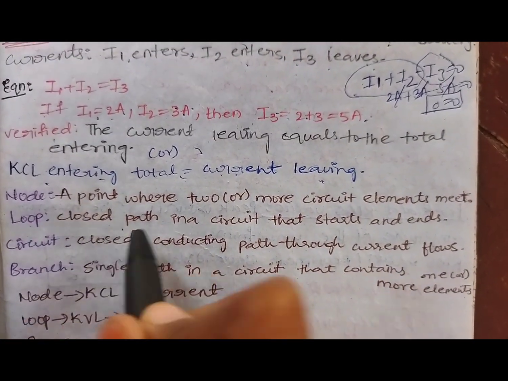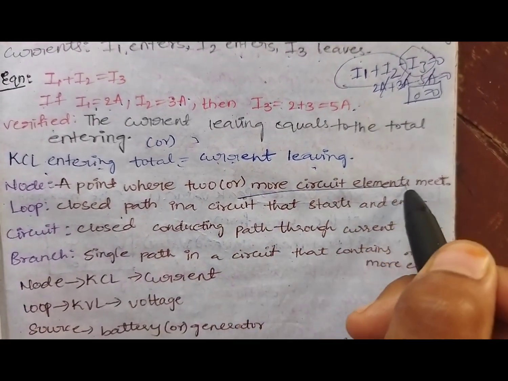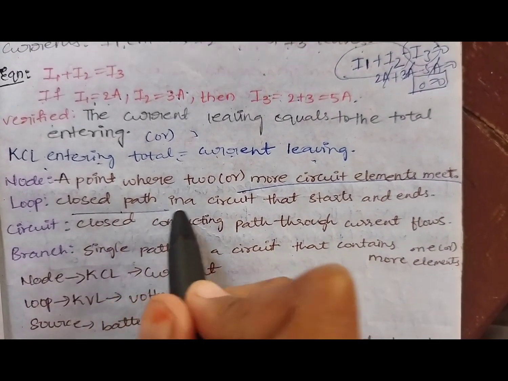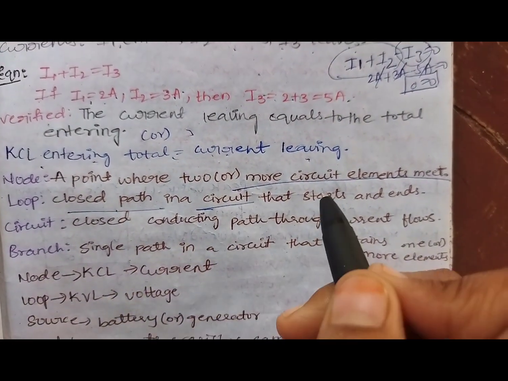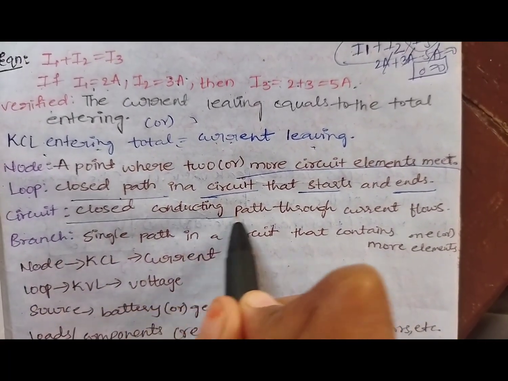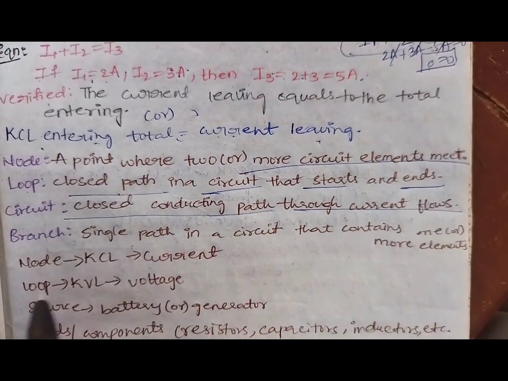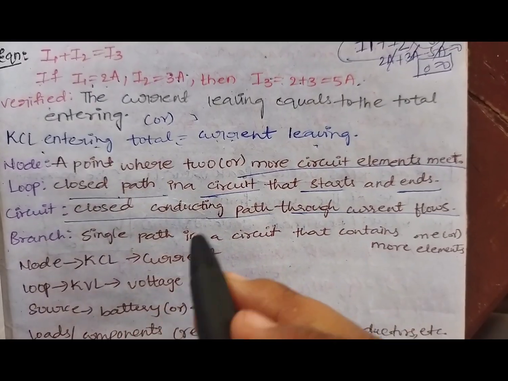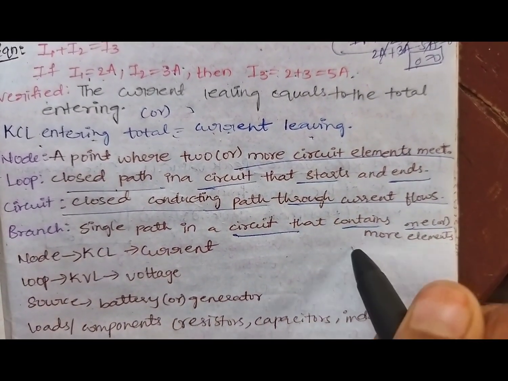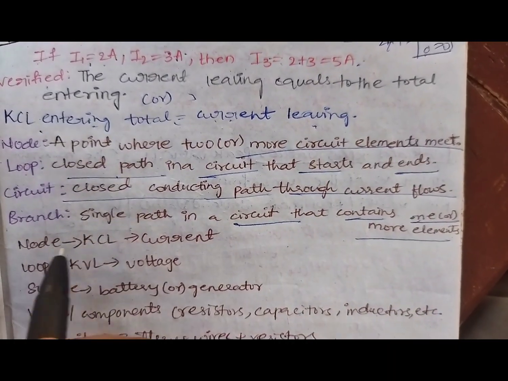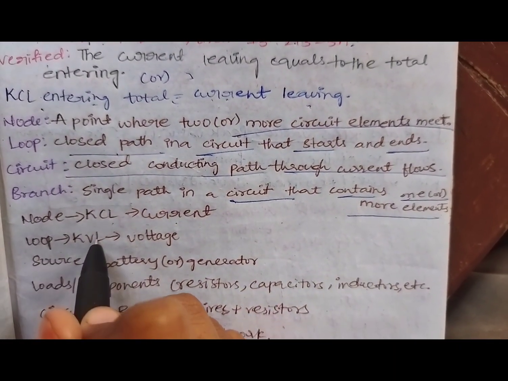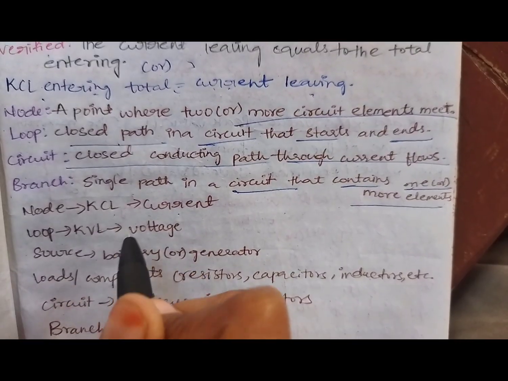Node: a point where two or more circuit elements meet. Loop: a closed path in a circuit that starts and ends at the same point. Circuit: the closed conducting path through which current flows. Branch: a path in a circuit containing one or more elements. Node is applied for KCL, for current. Loop is applicable for voltages, the KVL purpose.